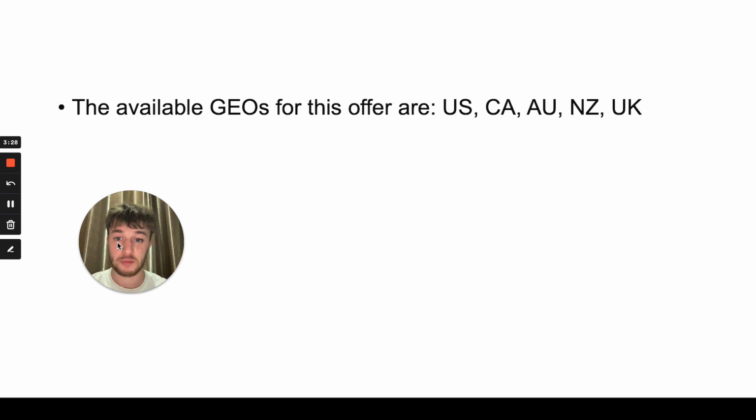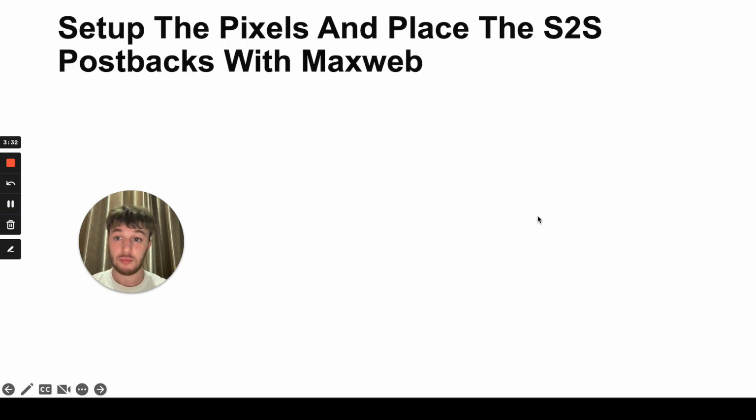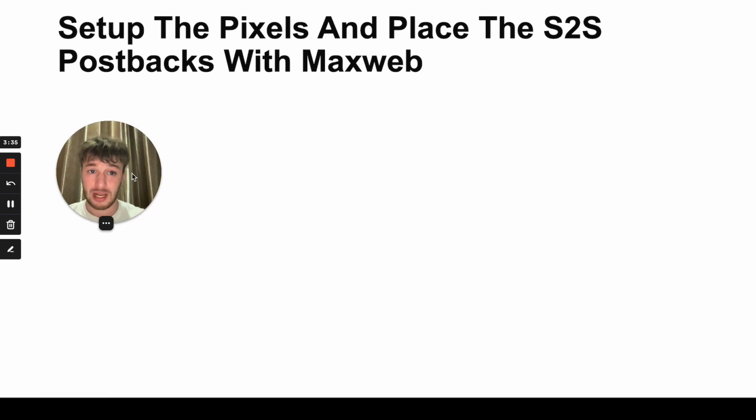As you can see over here, this is the first step. The next step is setting up the pixels and placing the S2S postbacks with Maxweb. Really important, right? If you have any knowledge about affiliate marketing, you should know that you need to set up the pixels. Why pixels? Because you need some kind of tracking. You need to track where the sales and conversions are happening. Where are you making money? On which placements are you losing money? Really important if you want to keep this online business alive.